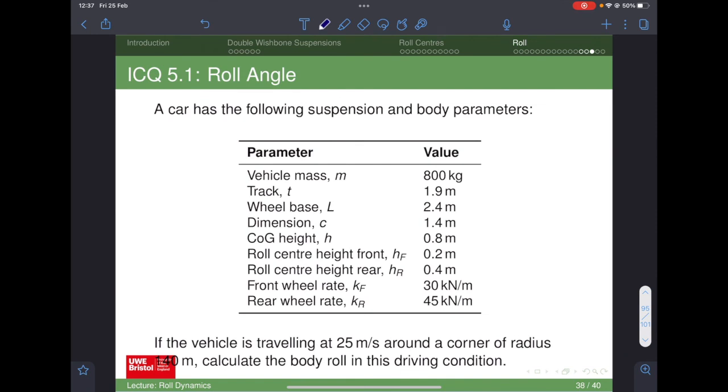So here you go. The car's got the following suspension and body parameters. There's your mass, your track, your wheelbase, your dimension C, and centre of gravity height. I've given you the height of the roll centres at the front and the back, and the wheel rates at the front and the back. The vehicle's travelling at 25 metres per second around a corner of radius 140 metres. Work out what the body roll is in this condition. I'll give you a few minutes to work it out, and then I'll go through a sample solution.